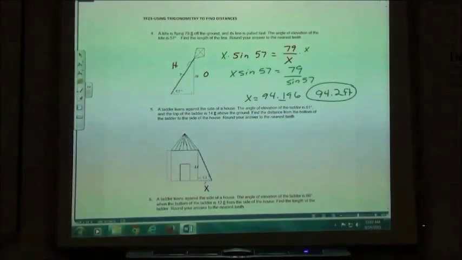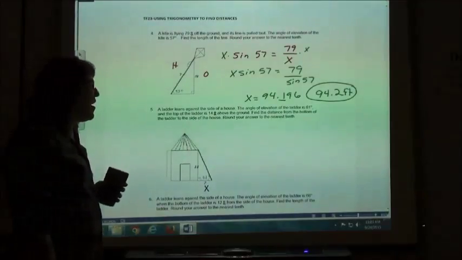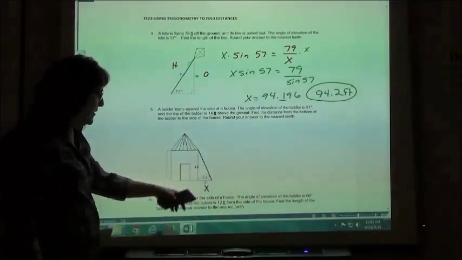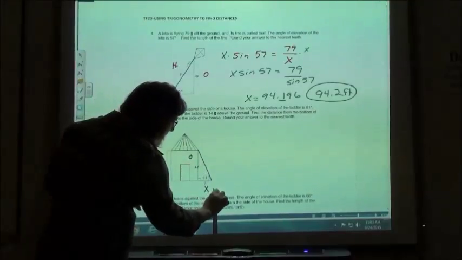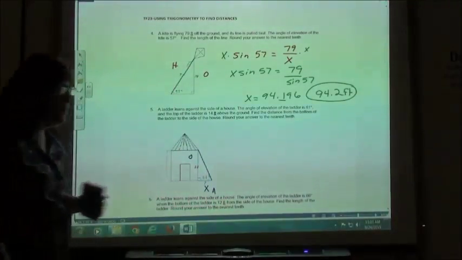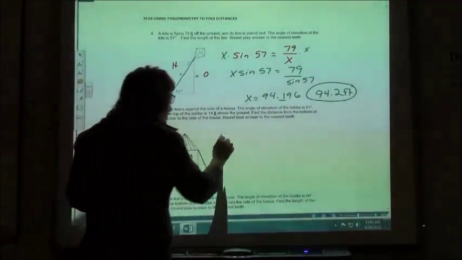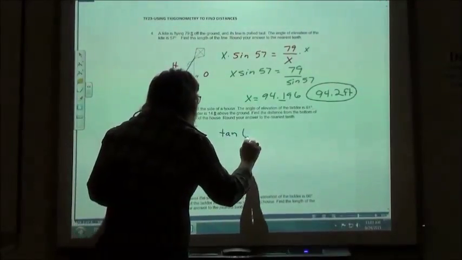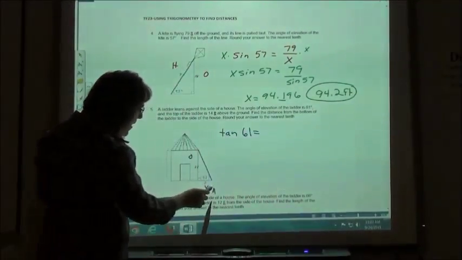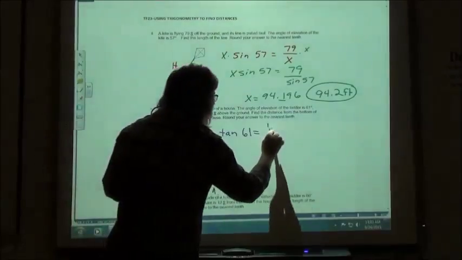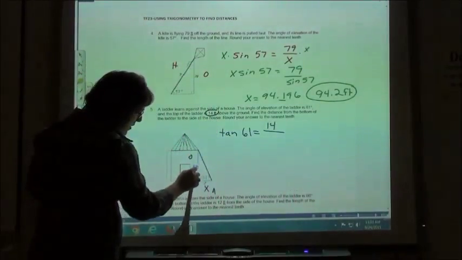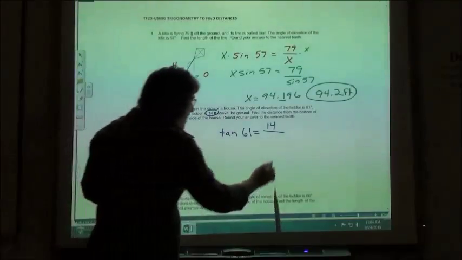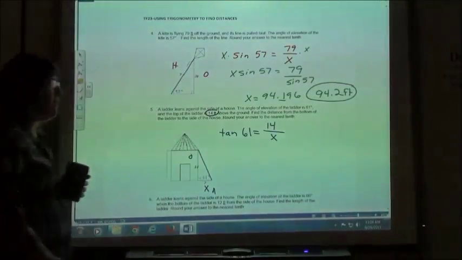Again, they were nice, drew out the pictures, you don't even have to draw them. We want to figure out then what x is. So I'm going to have on this one the opposite side and the adjacent side. So opposite over adjacent is tangent. So I would use the tangent of 61 equals the opposite side, which is 14. Sometimes you have to look up here because it's hard to read their writing. Over the adjacent side, the side we were looking for, x.